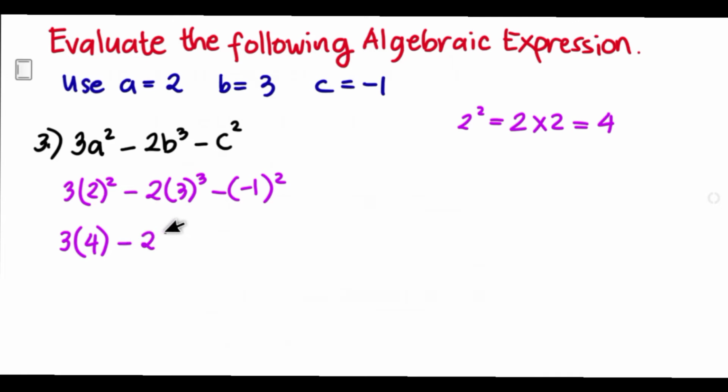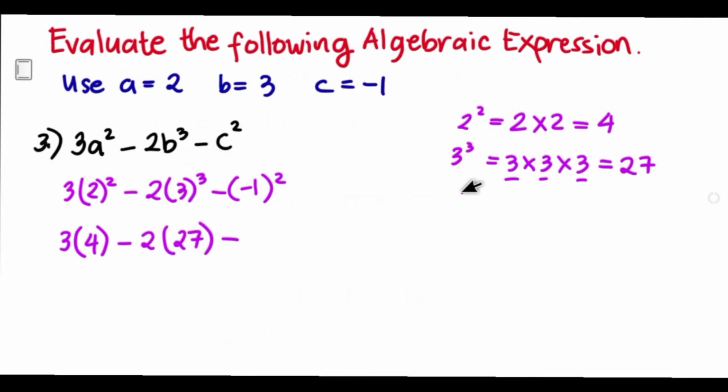Minus 2 times 3 cube. 3 cube means, tatlong beses naman natin gagamitin si 3 as a factor since ang exponent ay 3. So, tatlong beses dapat natin makita si 3. So, 3 times 3 times 3. So, tatlo pong 3 yan. 1, 2, 3. Okay? So, 3 times 3 is 9. 9 times 3 is 27. So, 3 cube is 27.